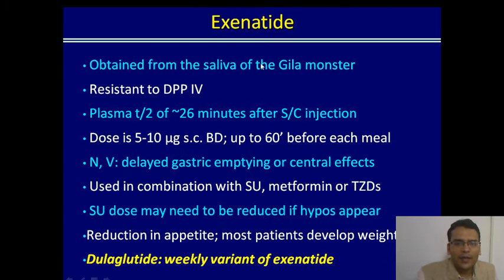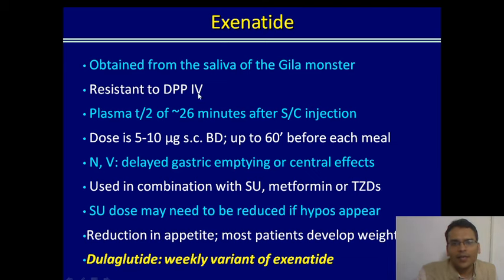Exenatide is a GLP-1 analog which is obtained from the saliva of a lizard, the Gila monster. It is resistant to degradation by the DPP-4 enzyme, with a plasma half-life of about 26 minutes after subcutaneous injection. Its dose is 5 to 10 micrograms and it is required to be administered twice a day, up to 60 minutes before each meal. These agents could cause nausea and vomiting because they tend to delay gastric emptying, or this could also be due to their central effects.